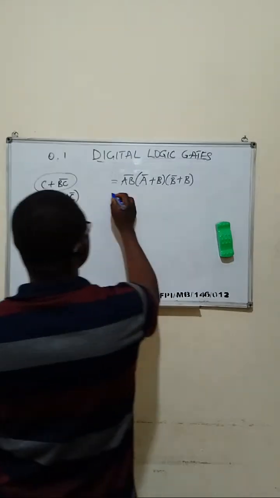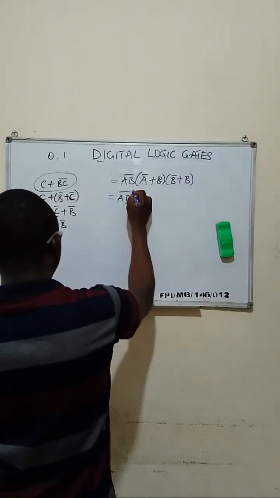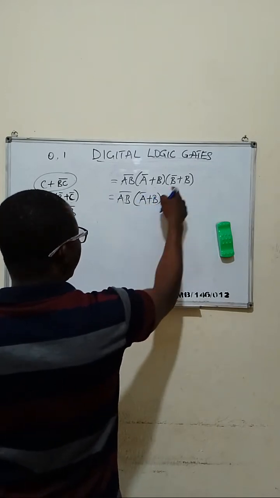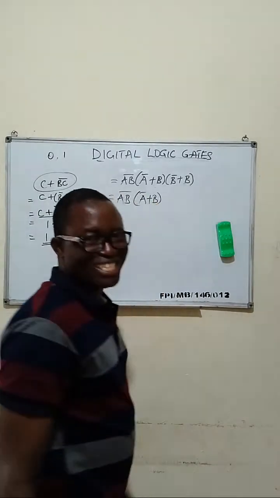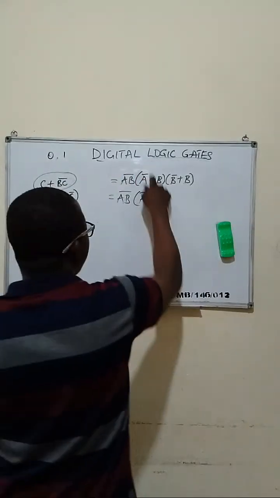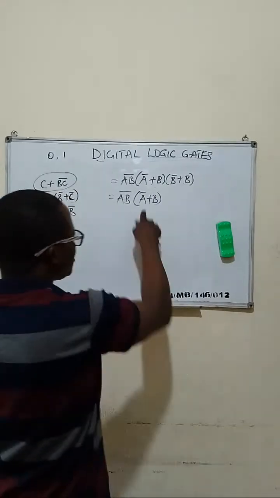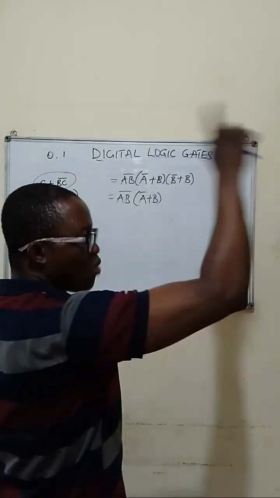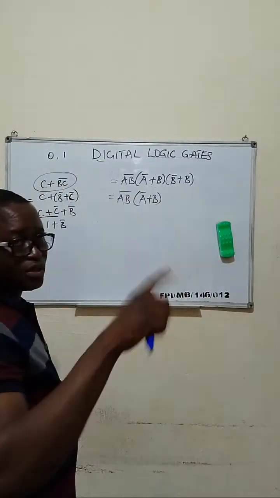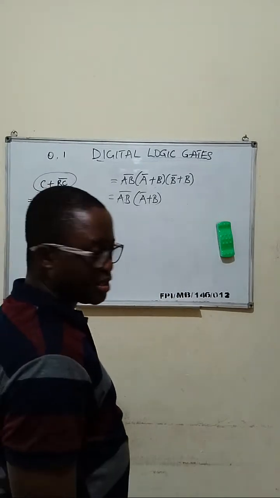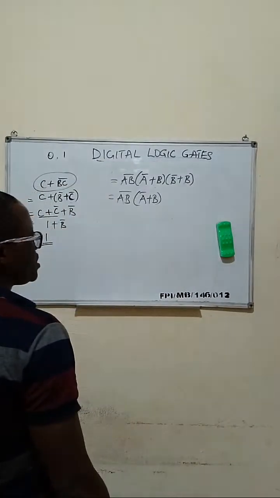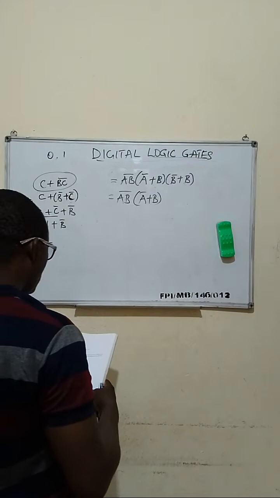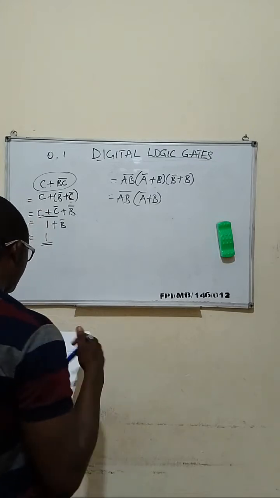We are going to have something like this: A B bar into A bar plus B. Why? B bar plus B is always what? 1. So we are going to have A bar plus B multiplied by 1, and it's going to give us this back. That's it. B bar plus B is always 1. Just like the question we treated, A plus A bar is always 1. Take note, it doesn't equal A but 1. Alright, that is the complement law and identity law. That's what we can derive from that.